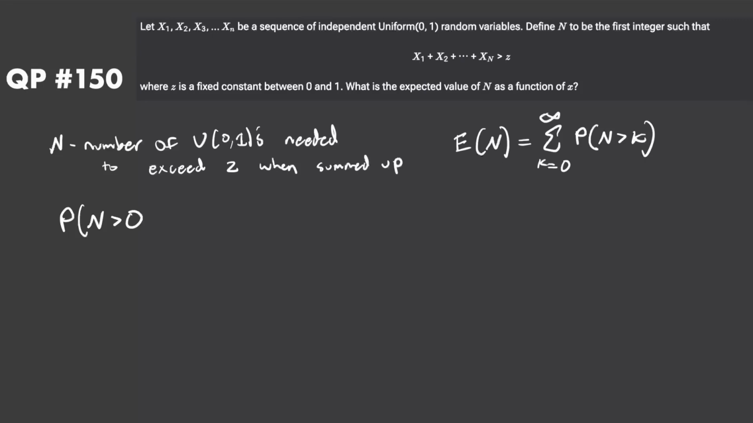So what is the probability that n is greater than 0? This is obviously very simple. The probability that I need greater than 0 uniform 0 to 1s in order to exceed some fixed threshold is going to be 100%, right? Now let's do another case. What is the probability that n is greater than 1? This is just saying, what is the probability that I need at least 2 uniform 0 to 1s in order to exceed this fixed threshold of z?